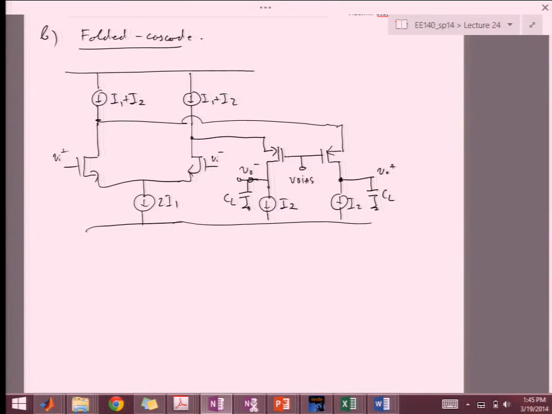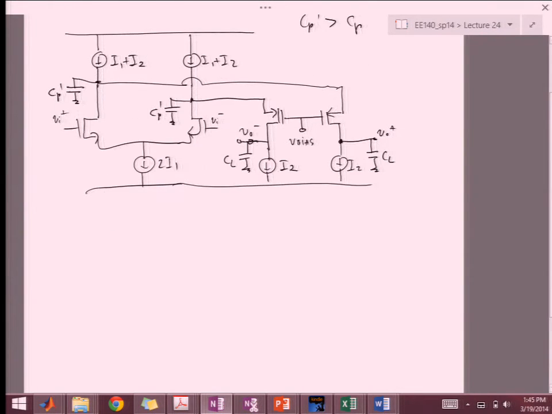So some CL at the output. And then at these two intermediate nodes, we're going to have CP prime. Labeling it CP prime simply because it's actually not exactly the same as in the cascode case. In this case, CP prime is bigger, sometimes much bigger than the parasitic capacitance that we had in the previous case. And there are a few reasons for that that we're going to list shortly.